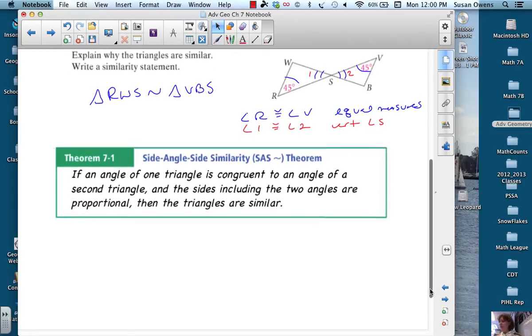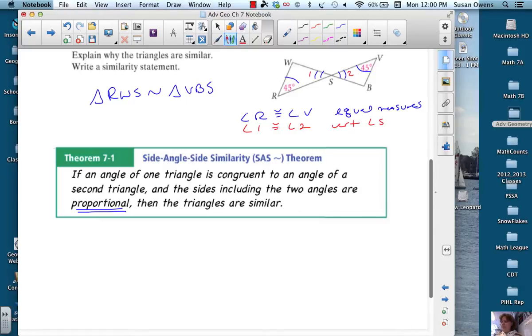Okay, the next one we have is side-angle-side. So we have side-angle-side congruence, and now we have side-angle-side similarity. This one says if an angle of one triangle is congruent to an angle of a second triangle, and the sides including the two angles are proportional, then the triangles are similar.